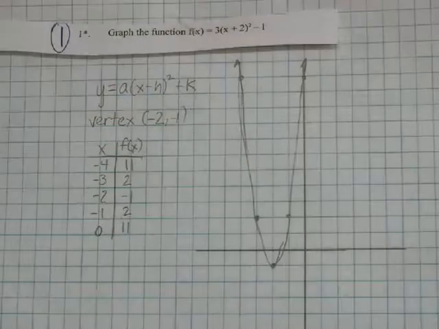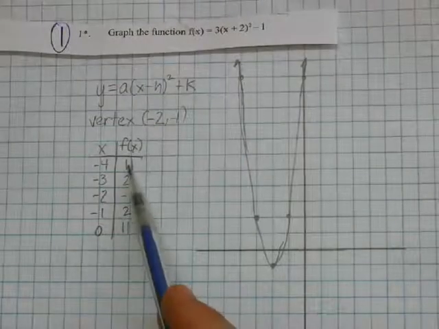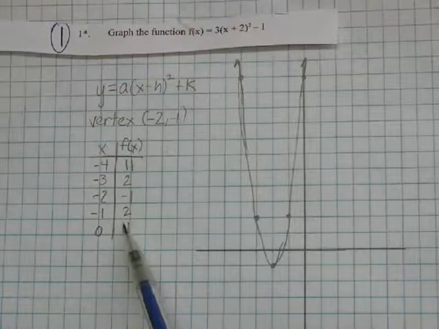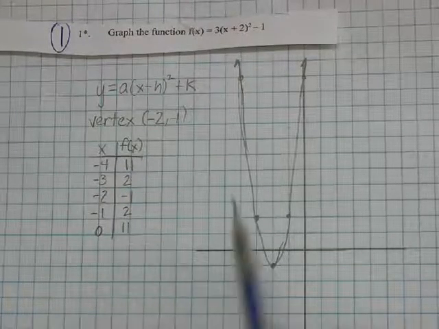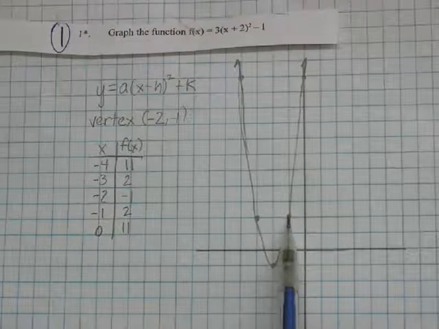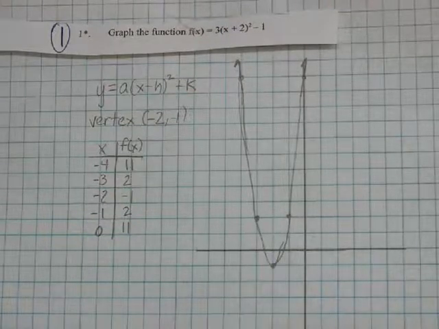Now, for a lot of graphs you draw, you'll notice that 11 probably won't be on your graph. Not a big deal if that's the case. Just go ahead and try to plot the parabola as best you can with those 3 points.